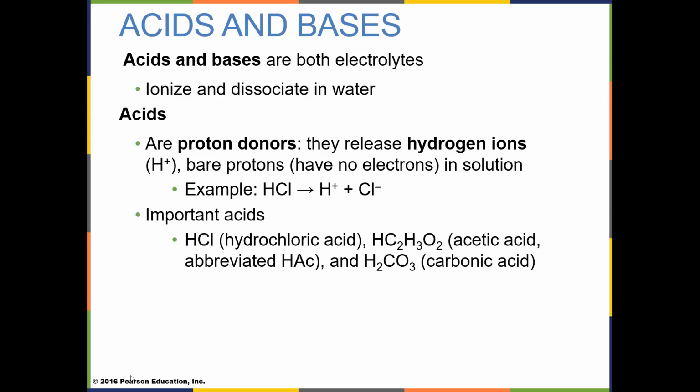So, for example, hydrochloric acid, HCl, will dissociate into the hydrogen ion and the chloride ion. To become an ion, you have to gain or lose an electron. Well, in this case, the chlorine has likely gained the electron from the hydrogen to make hydrochloric acid. Now, when it goes into water, you have the hydrogen ion, or the proton. So acids are proton donors. They give off hydrogen ions. Hydrogen ions are the protons.